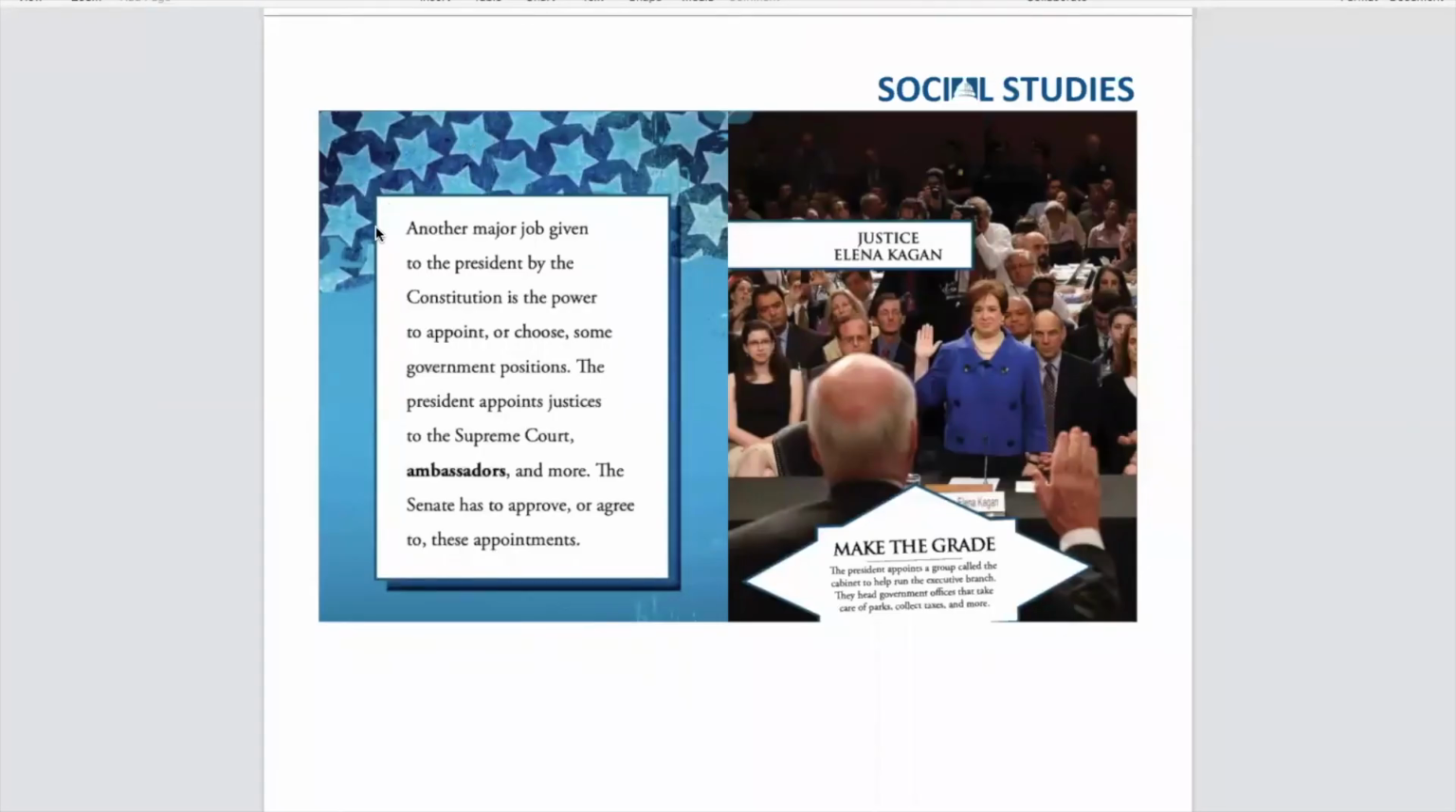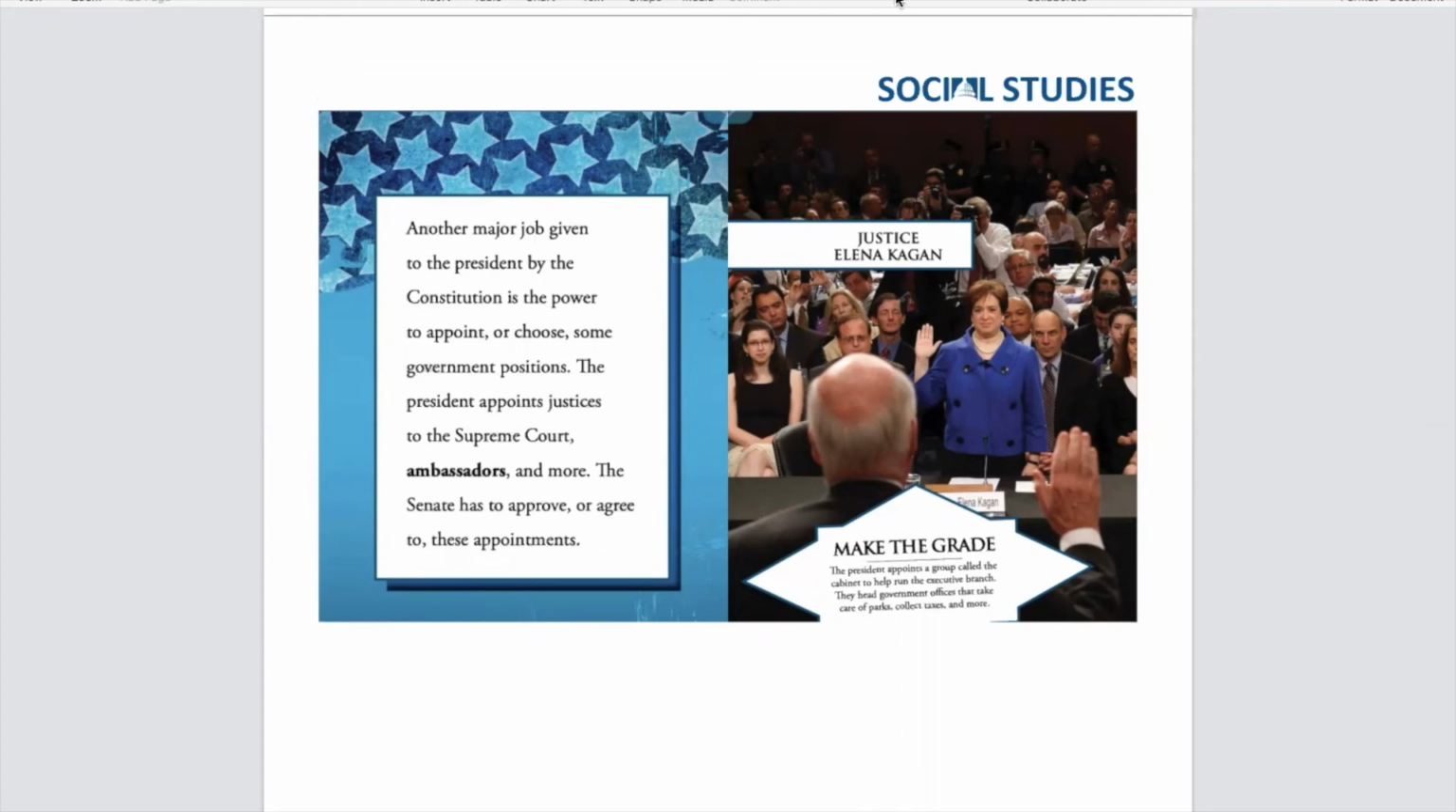Let's go back to our social studies text to help us find one of the jobs of the president. Follow along as I read. Another major job given to the president by the Constitution is the power to appoint or choose some government positions. The president appoints justices to the Supreme Court, ambassadors, and more. The Senate has to approve or agree to these appointments.